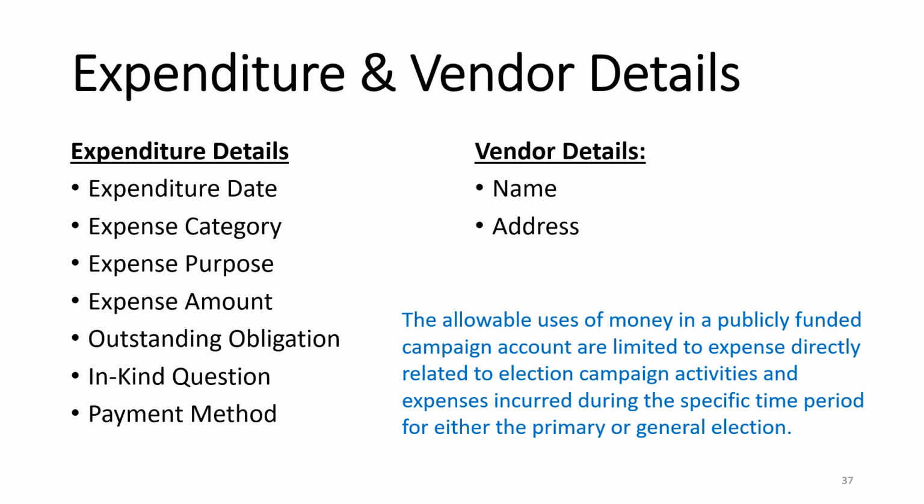This slide shows the information needed for expenditure and vendor details. One of the biggest questions that the State Board of Elections gets is, what is considered an eligible expenditure by a political committee? The answer is that it has to relate to election-related campaign activities and would not occur but for the fact the individual is a candidate.